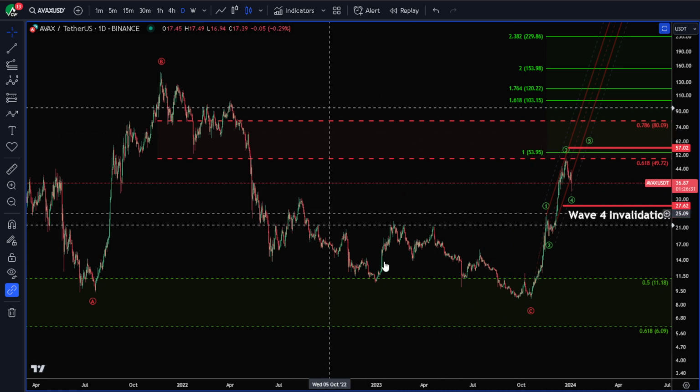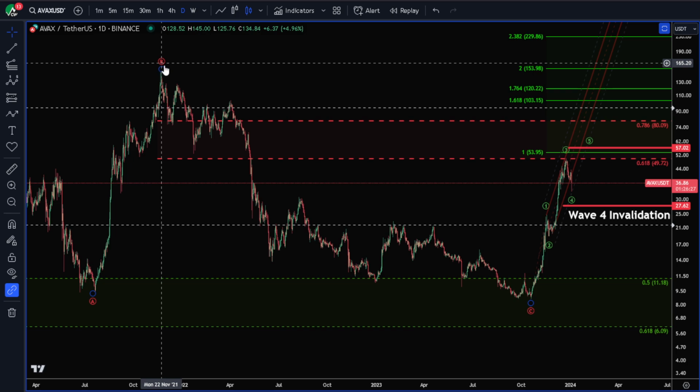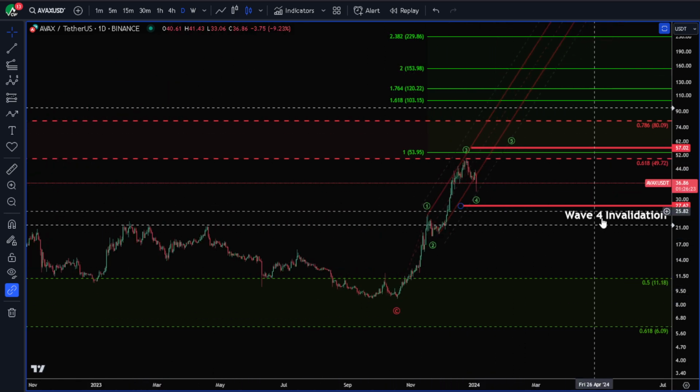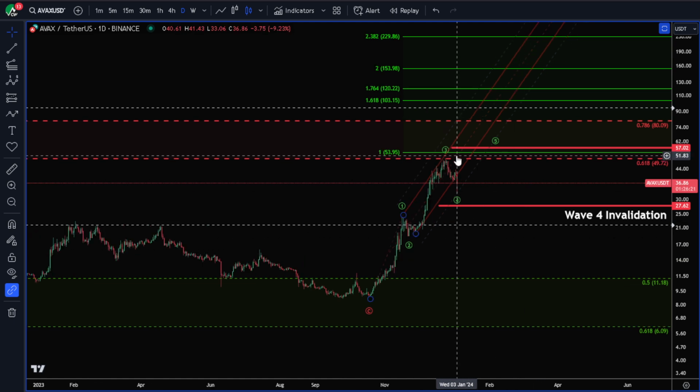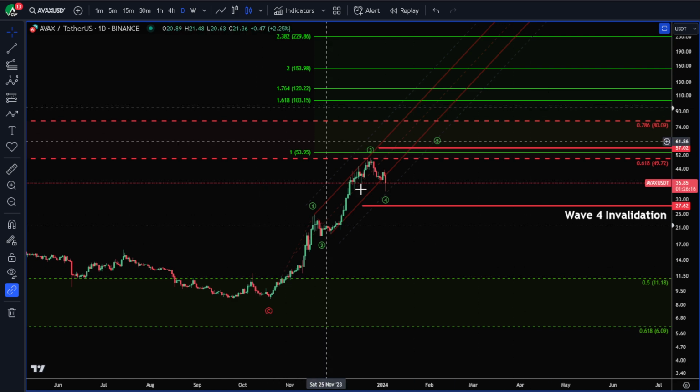Now, a few things on the daily to keep in mind is we just hit the 0.618 retracement of this wave to the downside. So no surprise we're getting some rejection at that area, just to the tick on log scale. And I wanted to talk about this area here.